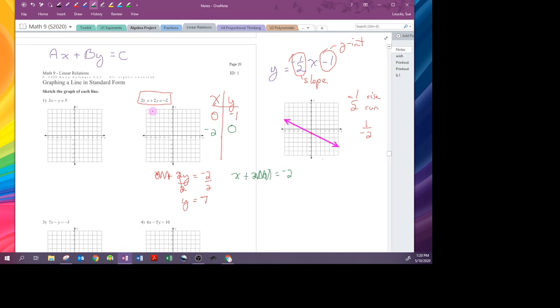I'm just looking back up here, if x is -2, this becomes -2 plus 2 times 0 is 0, and that equals -2. Okay, so now I'm going to plot those 2 points. When x is 0, y is -1, I'll do this in red. When x is -2, y is 0.